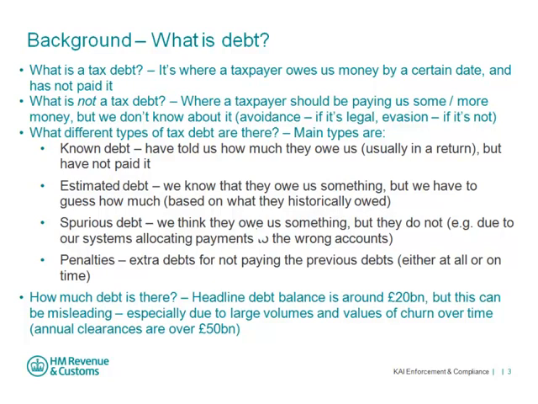And then there's also penalties, which are additional debts for not paying any of the previous three, either at all or on time. How much debt is there? The headline debt balance is around £20 billion. But that also masks a lot of churn that's going on in the background. So every year you actually get a churn around £50 billion of annual clearances.